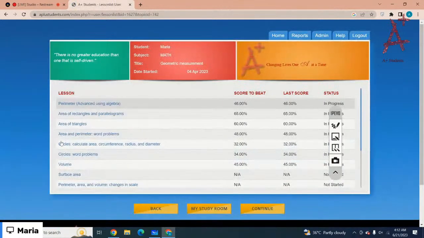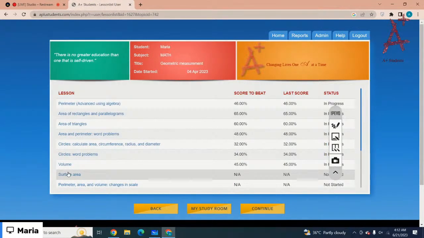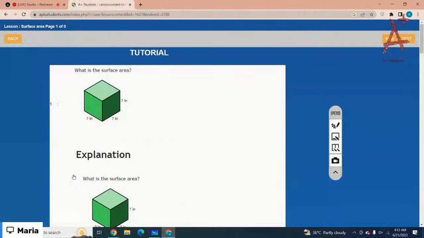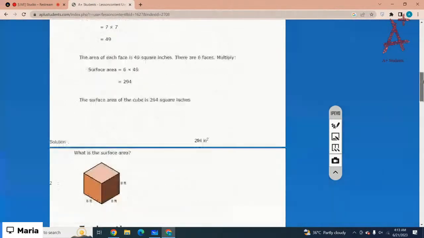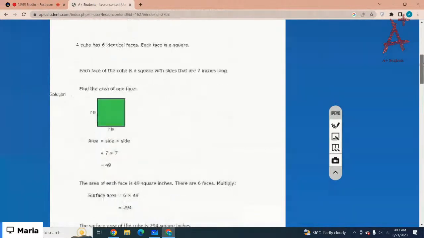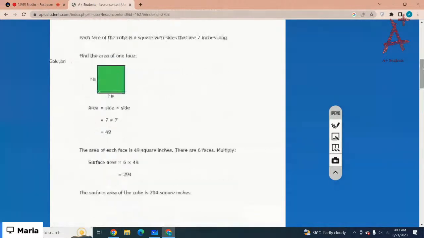Okay, the next one is surface area. You have to calculate the surface area of the cube. The cube has a total of 6 faces. Each of the faces is a square. You have to calculate the area of a square. That would be side times side. So 7 times 7 is 49. So to calculate the surface area of the cube, you have to do 6 times the area of one square. Got it?